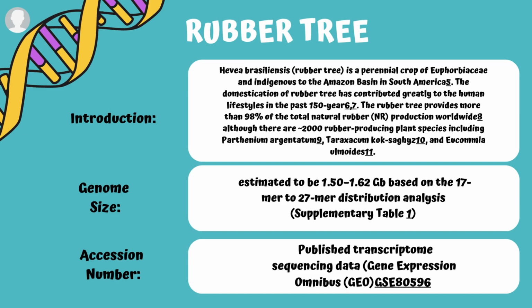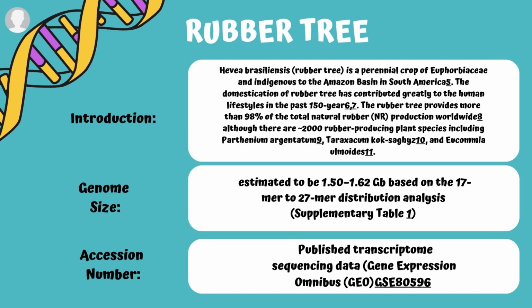Today I want to talk about the introduction, genome size, accession number, and supplementary table 1 of the rubber tree. Firstly, about the introduction, Hevea brasiliensis is a perennial crop of Euphorbiaceae and indigenous to the Amazon basin in South America.